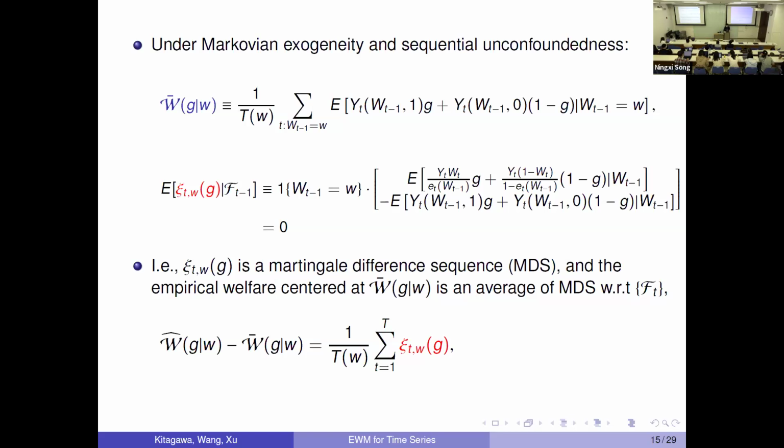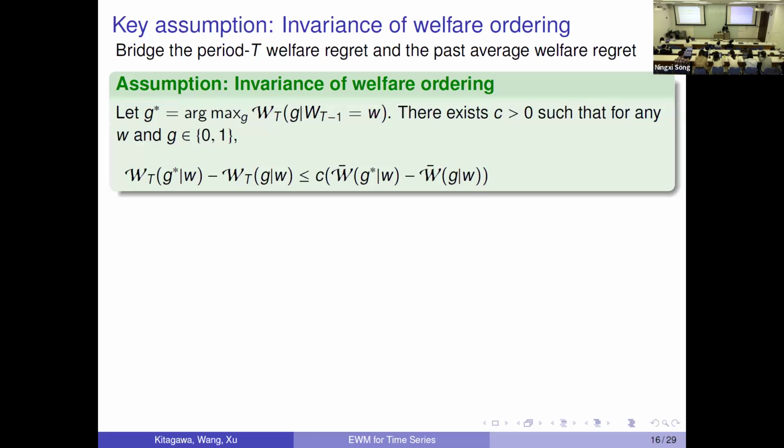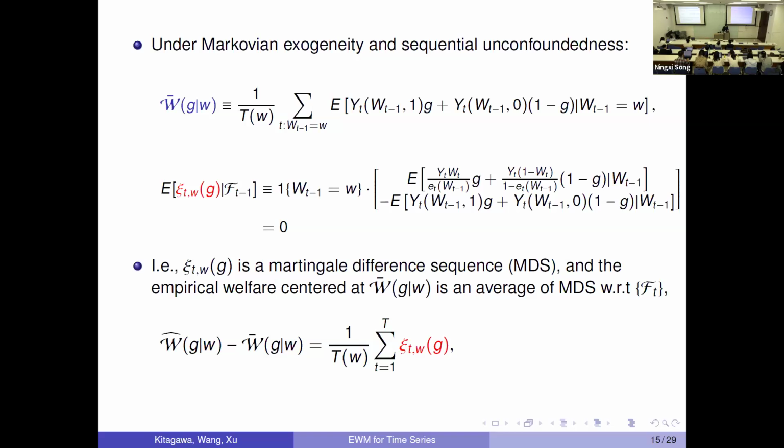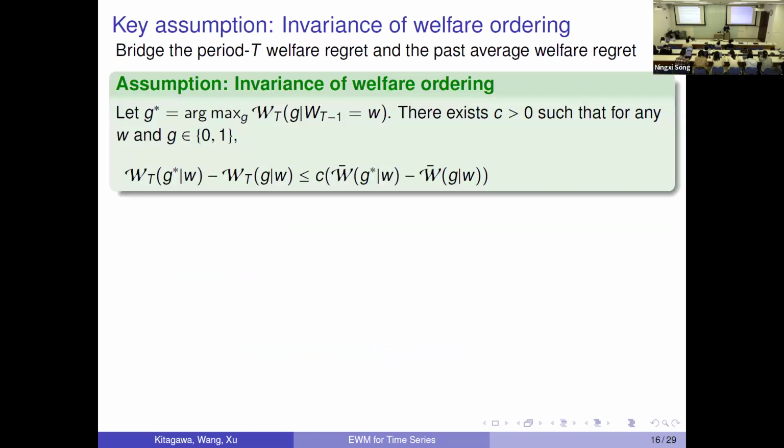It will converge at, say, a root T rate. Okay, this is the first step, and the second step is this is still one step away from our final target. The second step is the assumption.